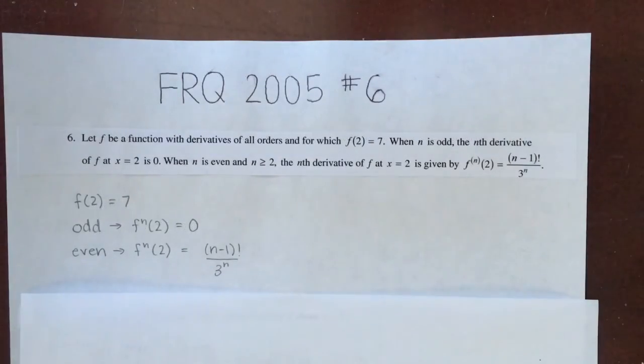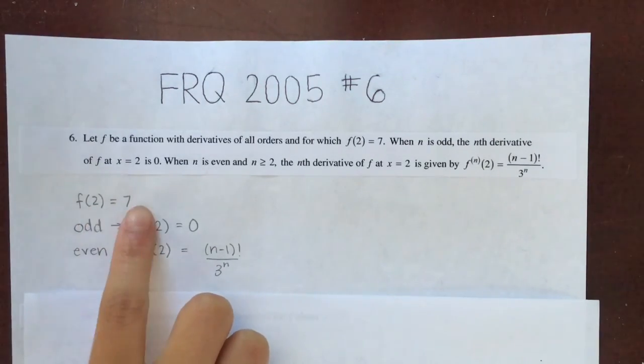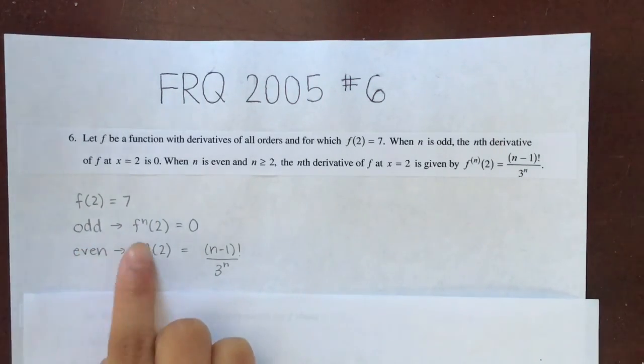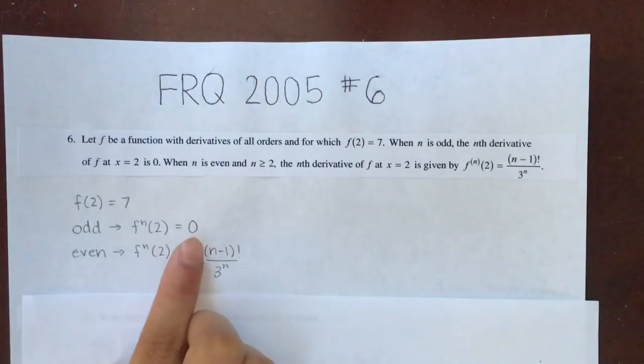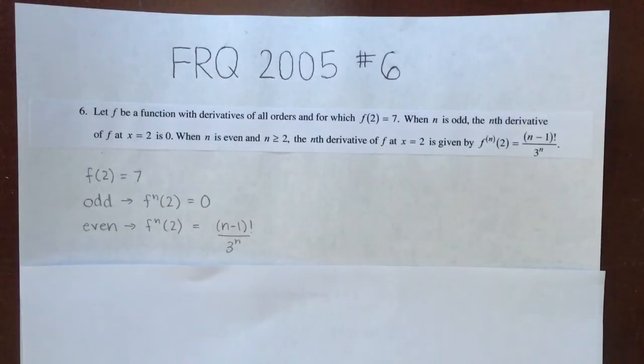That was a lot of confusing information, so I would write out the important parts of the problem. You have the first term, f of 2 is 7. You have the nth derivative of f when it's odd, which is 0, and when it's even, which is this formula that they gave us. What can make this problem seem a little hard is the n is odd, n is even thing, but we'll follow the same process as always.